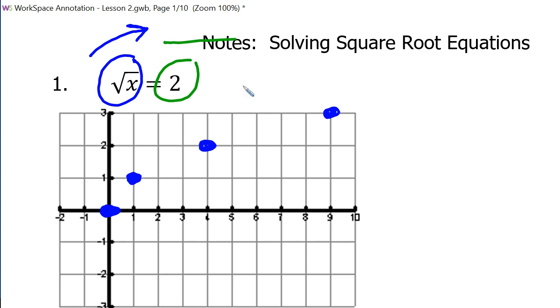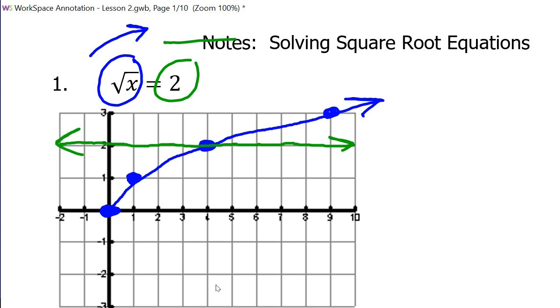Your left side will look like a curve. Now when you graph the right side, it's going to be a horizontal line. So I need to draw a horizontal line through the 2. Now when you're solving these, you're looking for where does the curve and the horizontal line intersect. So I'm going to put that in red. They intersect right here.